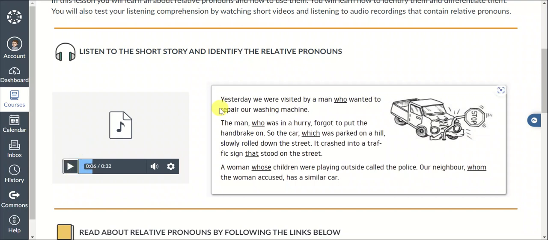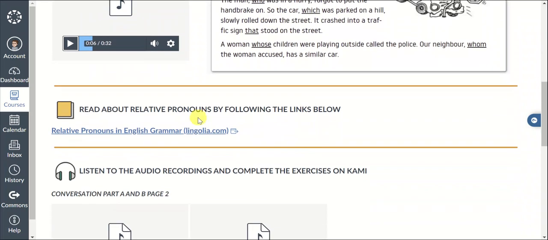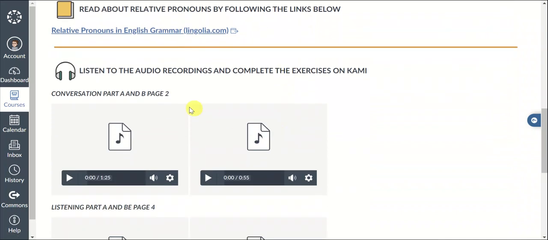Okay, so you can listen to that. Y vamos a concentrarnos en esta clase solamente en los relative pronouns who and that. Which, whose, and whom we will be covering in the following lessons. Okay, so who and that. If you want to read more about relative pronouns, you can click here and read more about them.